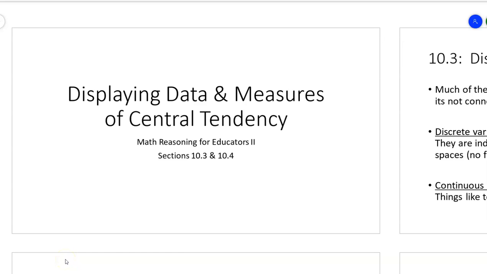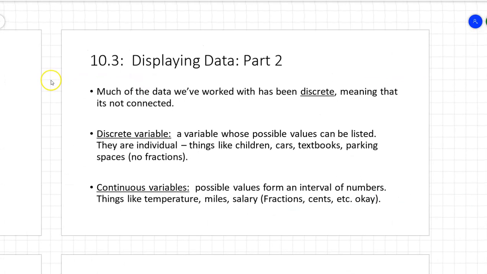So this video covers the material in section 10.3. I'll do section 10.4 as a separate video, maybe several separate videos. But this all goes with the same set of PowerPoints that you're looking at, section 10.3 and 10.4, displaying data. This is actually 10.3, and then measures of central tendency is a very long section, 10.4, which is split into many days. So section 10.3 starts with the second part of displaying data.